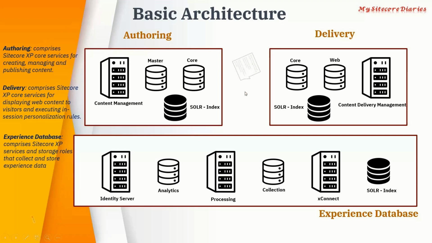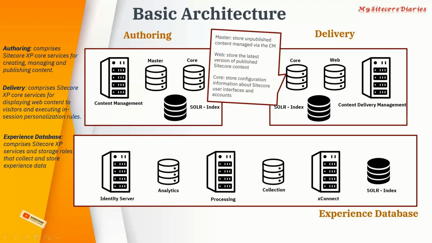Then we have different databases. First is the master database. It stores the unpublished content, that is, in-progress data. Whatever is in progress is stored in the master, which is connected to the content management. Whereas the web database contains the live data, that is the published data, which is getting displayed to the user, and that is connected to the delivery server. And then we have a core database which is shared between the authoring and delivery, that is content management and content delivery. It stores the user interface, the accounts and the configuration related to Sitecore.